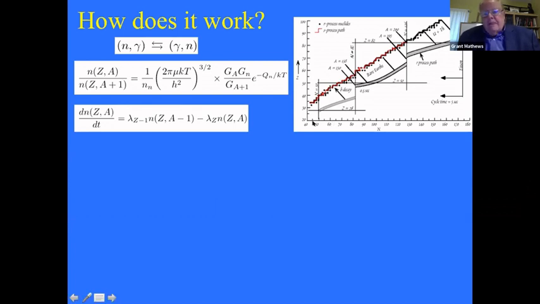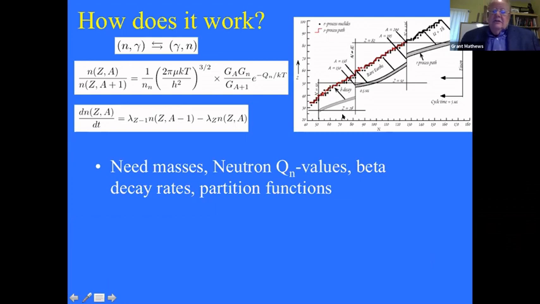As one arrives at this path, there's a beta flow equilibrium that takes one up it. So what do we need? You need masses in order to get the neutron separation energies. You need spins and parities to get the partition functions. And you need the beta decay rates to calculate the flow along the R process path. It's that simple. Why don't we understand the R process yet?